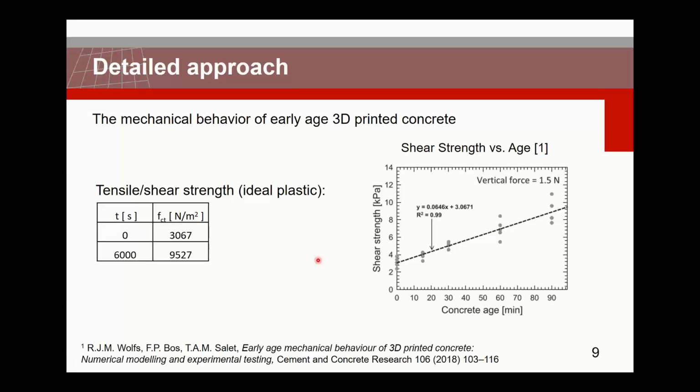Also, the shear strength versus age is linear, at least the relationship between those two. Also, I will be using this as tensile strength. I just assume that it's more or less the same value, the shear strength and the tensile strength in this case.